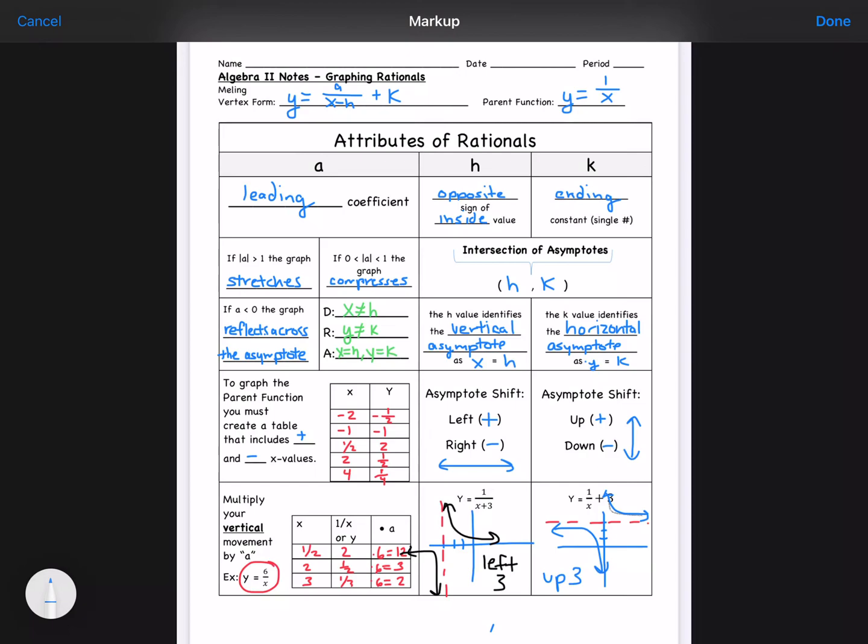Everybody have this? Yes. No. Need a second, Kylie?